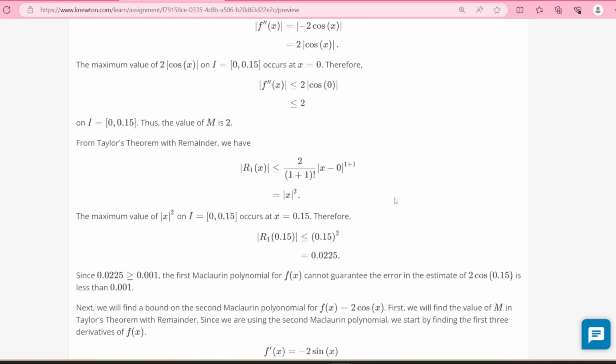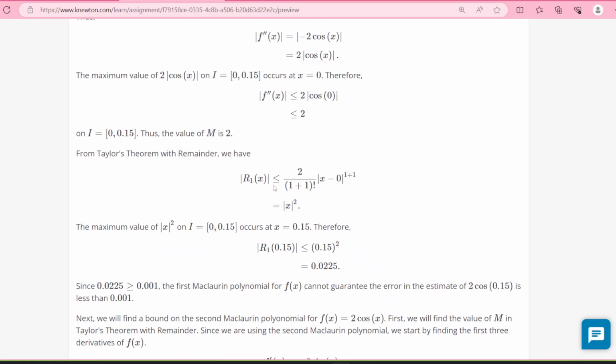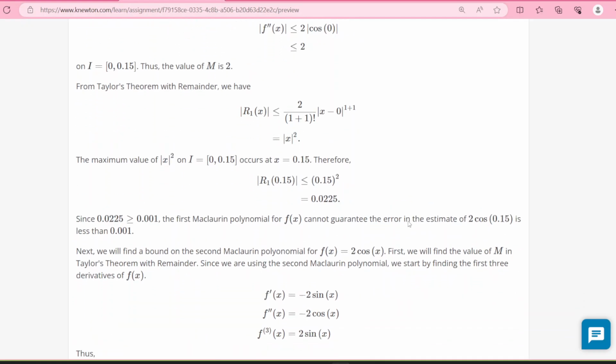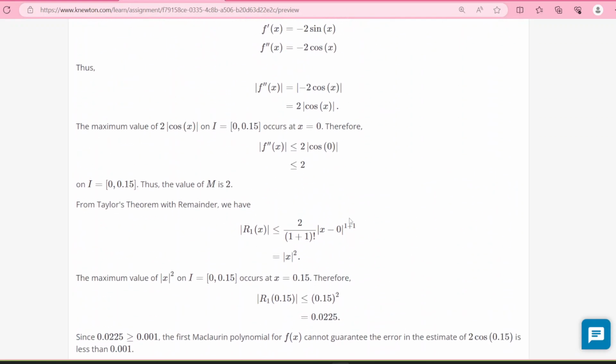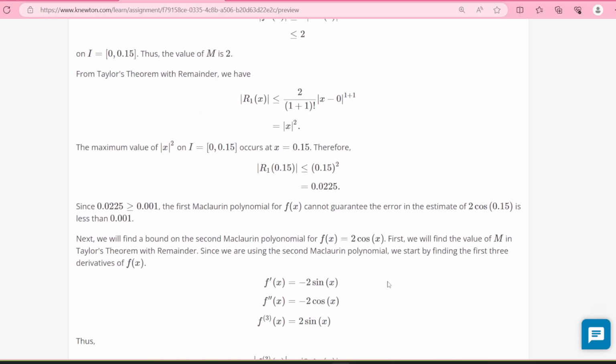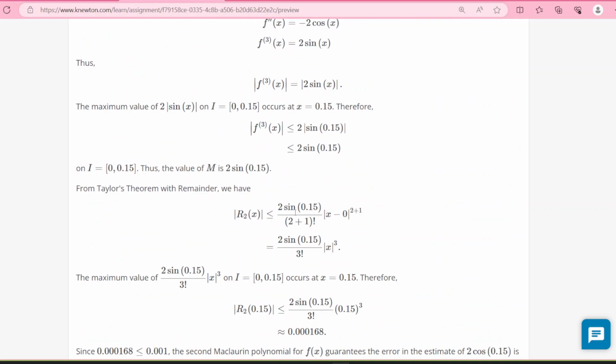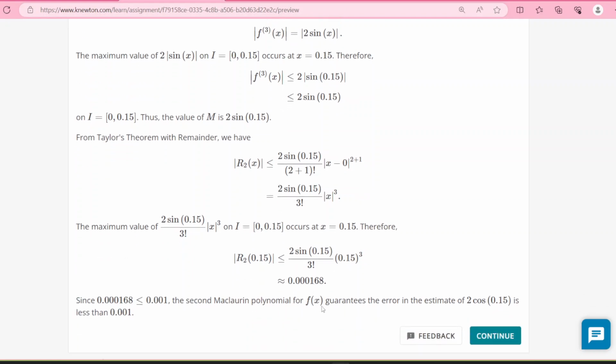So see how they're doing it. They're checking for n equals 1 first, nope, and then when n equals 1, the n plus first derivative is less than or equal to 2. But when n equals 2, the n plus first derivative is always less than 2 sine of 0.15. So they're using that as the bound, and that's less than 1,000th. So that's why they got 2 there. Okay.